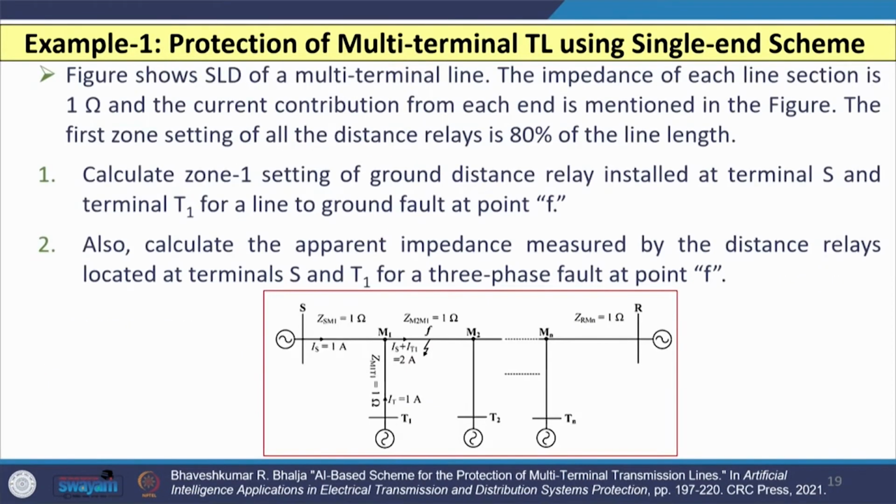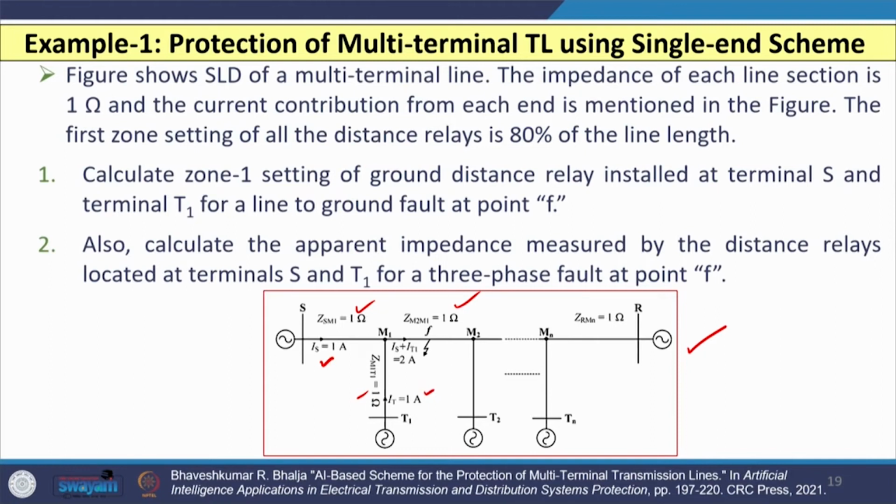Let us see one example. Here you can see I have shown the multi-terminal transmission lines, and the first zone of the relay is set to 80%. The impedance of each line section is shown here, that is 1 ohm, and the current values are also mentioned. IS is 1 ampere, IT is 1 ampere, that is also mentioned here.